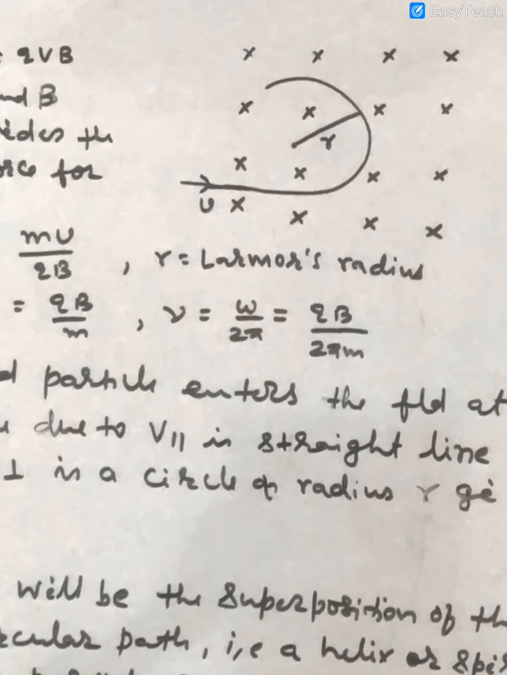It is important to note that this frequency, which is also known as cyclotron frequency, is independent of the radius of the orbit. It's independent of the radius of the circular path. It depends only on the magnetic field and the charge and the mass of the charged particle.